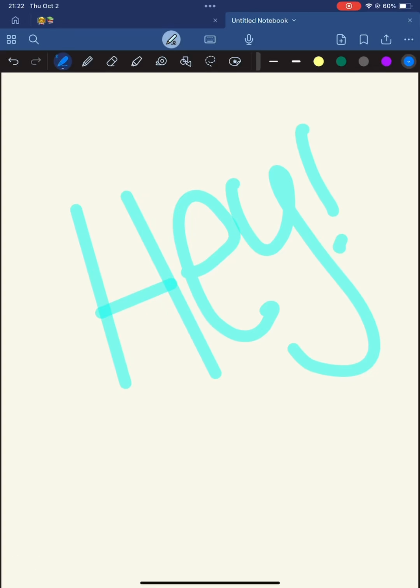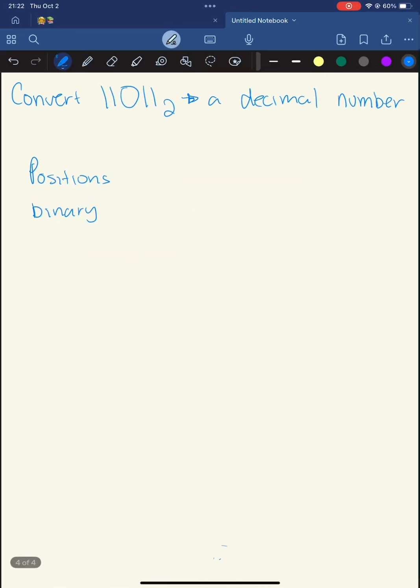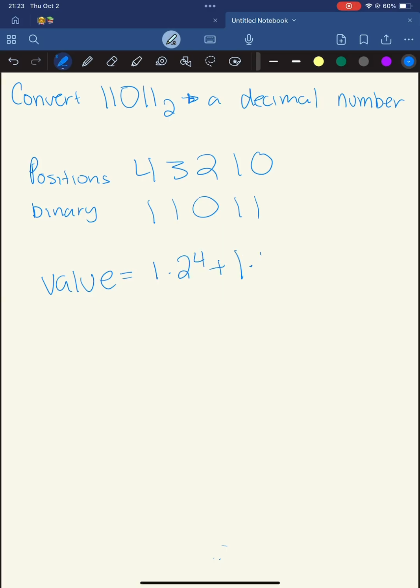Hello, so today we are going to be doing some conversions. We are going to be converting 11,011 to the subscript of 2 to a decimal number. So we have our positions in binary. We have 4, 3, 2, 1, 0 on the top, and then 1, 1, 0, 1, 1 on the bottom. So we're going to find the value.